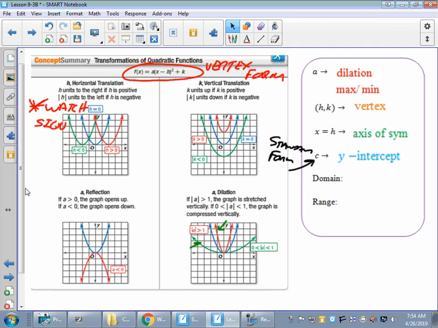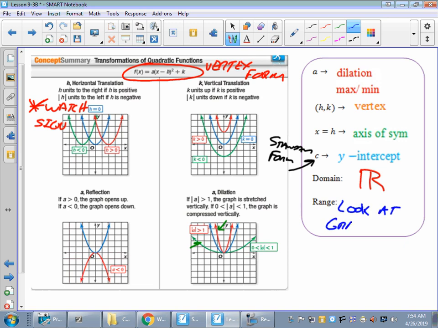Your domain's going to be pretty simple as well, because we can always use all reals, because you can pick your x values. Your range is probably going to be the hardest one. Basically, you just have to look at the graph or your XY table and see what the range of values is, okay? So your domain is going to be all reals.